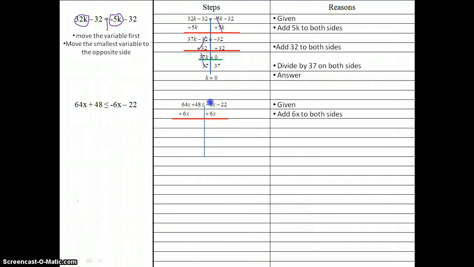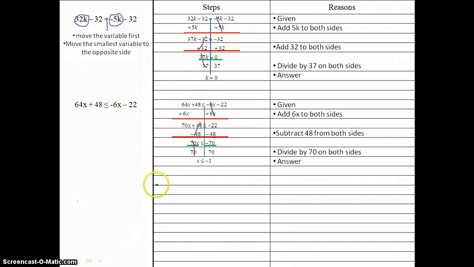That's going to cancel out on this side, and I'm left with 70x plus 48 is less than or equal to negative 22. Now we're just down to our basic two-step equation. So we're going to subtract 48 from both sides. That's going to cancel this out on this side, and so we're left with 70x is less than or equal to negative 70. Then we're going to divide by 70 on both sides. That cancels out right there. And we're left with x is less than or equal to negative 1.